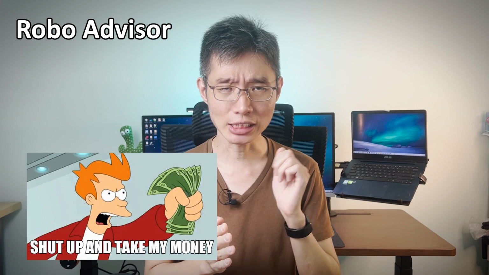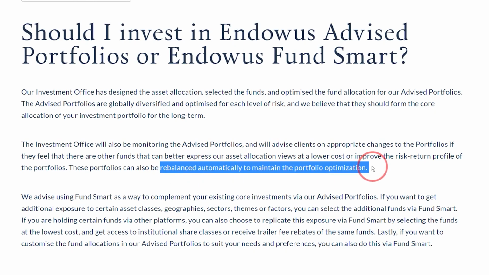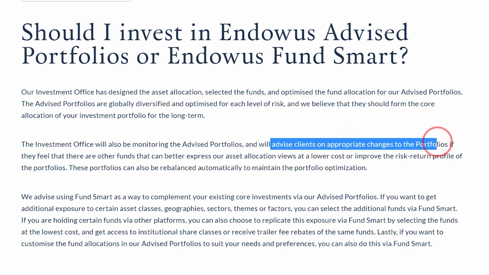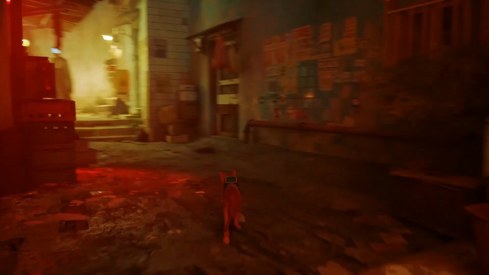The benefit of doing so is that it will manage your portfolio for you. All you need to do is just shut up and take my money, and it will do the rest. Like help you rebalance the portfolio to maintain the portfolio optimization, or if there are better funds out there, they will let you know. So you don't have to worry about your investments. You can just sit back, relax, and play your cat game.